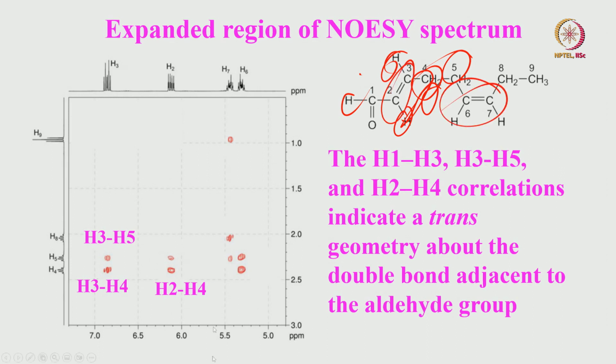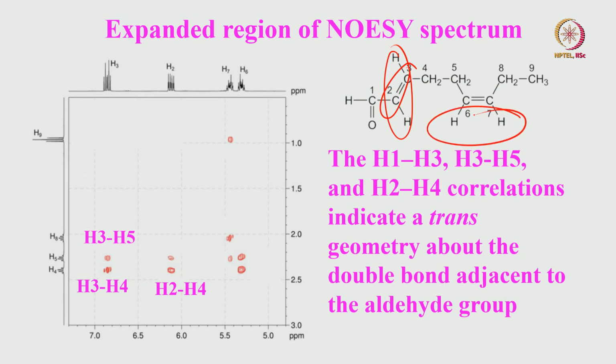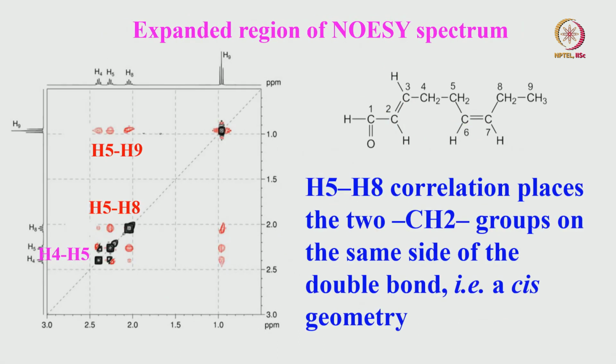You understand the point? Now, the NOESY correlations tell me that for this double bond, if you consider protons 2 and 3, they are trans to each other, whereas looking at the correlation of 6 and 7, I can say protons 6 and 7 are cis to each other. In this molecule, the H5 H8 correlation places 2 CH2 groups on the same side of the double bond here. In addition to 6 7, we also see the 5 8 correlation here.